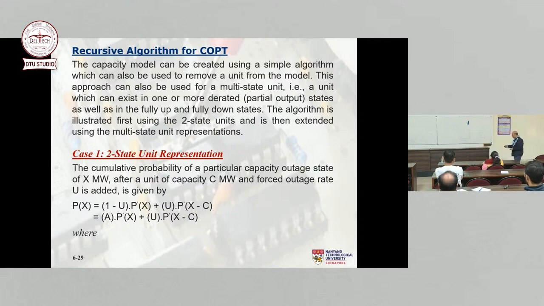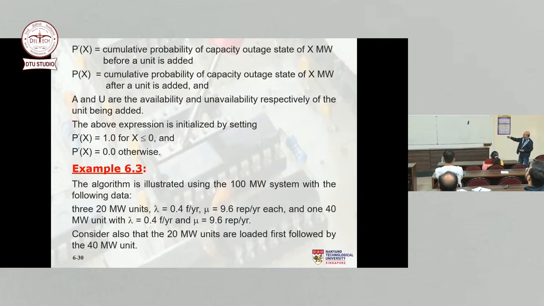That's why we use some initial values. So these are the initial values. P prime of X is equal to 1 for X less than or equal to 0, or it is 0 if that is not the case. Meaning if X is greater than 0 and you don't have it in the previous step, then it will be 0. So this is how the recursive algorithm equation goes. Obviously, when we look at an example, we will understand it better.